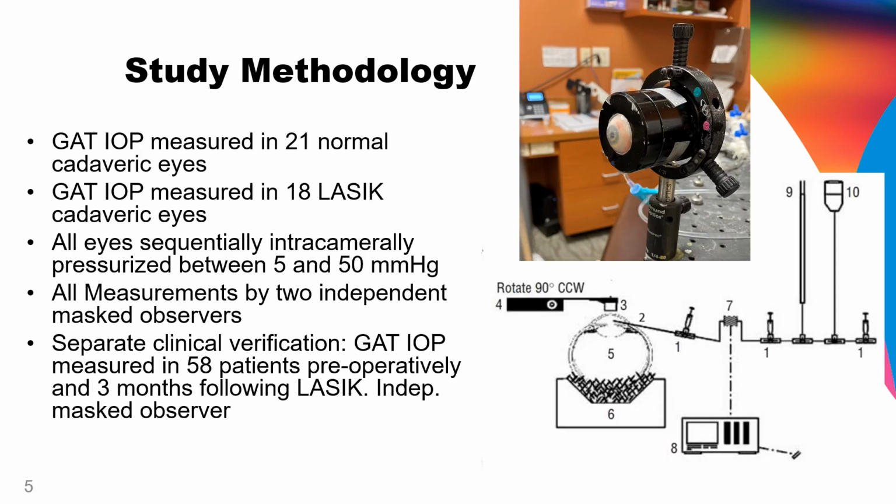We did GAT IOP measurements on 21 normal cadaveric eyes and 18 LASIK cadaveric eyes. It took about a 10-month nationwide search to obtain these eyes. And then all eyes were subsequently intracamerally pressurized between 5 and 50 millimeters of mercury. All measurements were done by 2 independent masked observers. Then separately, we used a clinical verification, in which we had GAT IOP measured in 58 patients preoperatively and 3 months following LASIK, again by a masked independent observer.